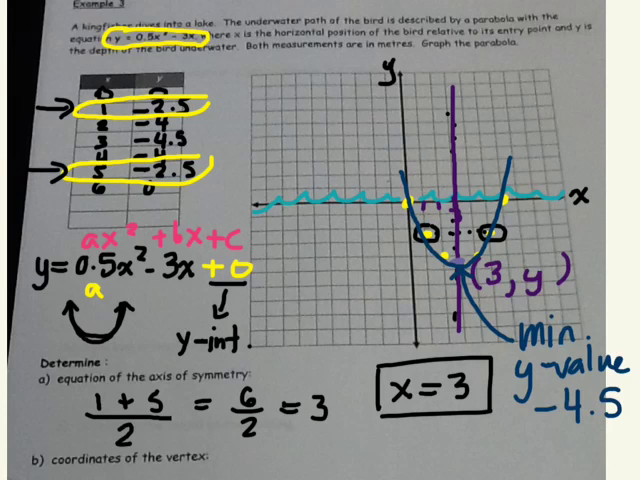Okay, where does this parabola hit the x-axis? What are the two coordinates of the x-intercepts? Where does it hit the x-axis? Yep, over there. Good. 0, 0, and here, 6, 0. Those are the two x-intercepts.